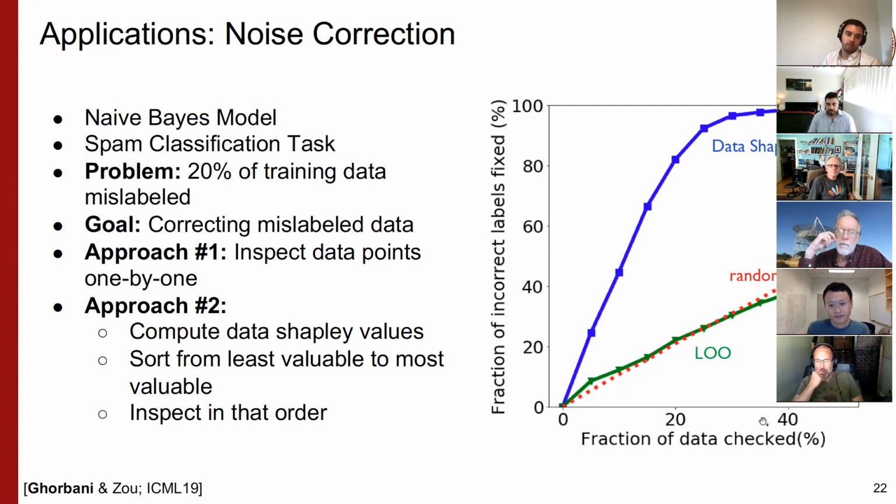You can see that by inspecting around half of the data set, you have already found all of the data points that are mislabeled. And a lot of them are actually in the first 20% of low value data points, which is kind of expected. But at the same time, the fact that data Shapley looks at the marginal contribution on all possible sizes of data makes it a very robust value. So the regular leave-one-out score just doesn't work in this scenario.